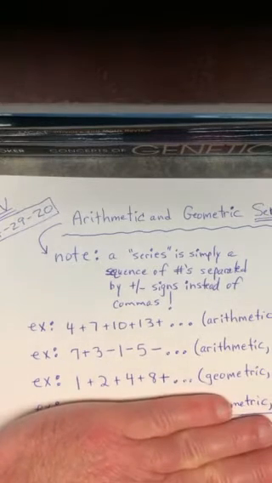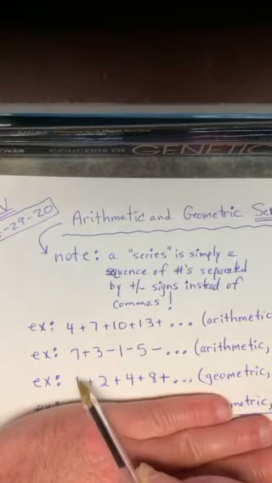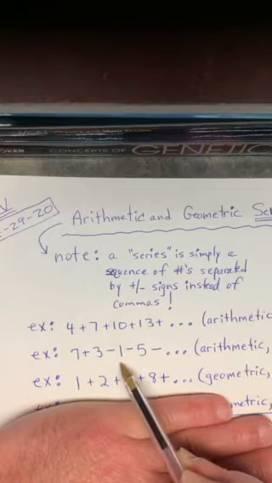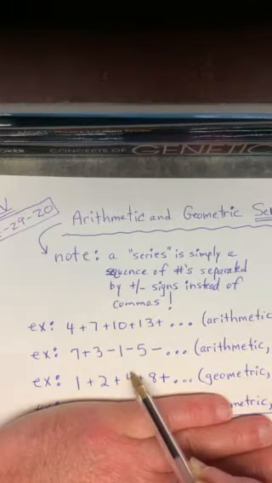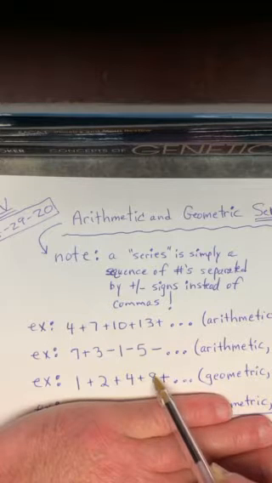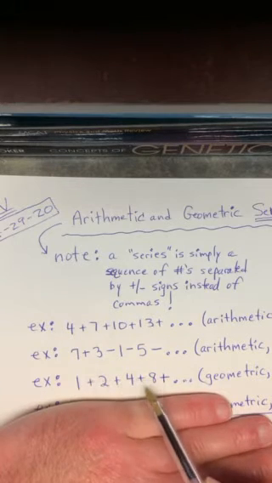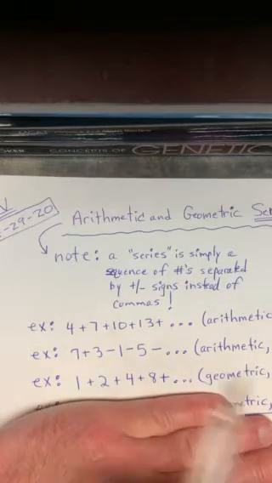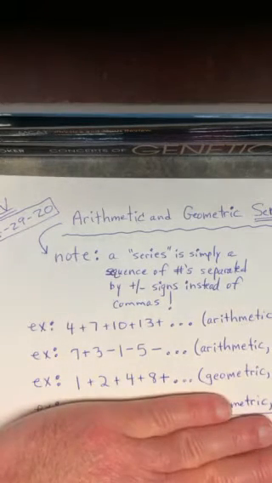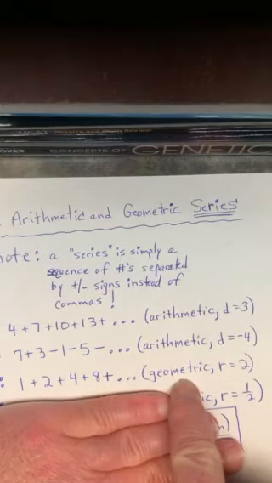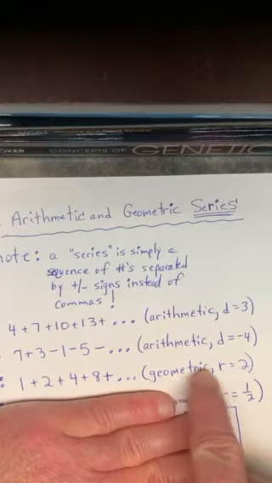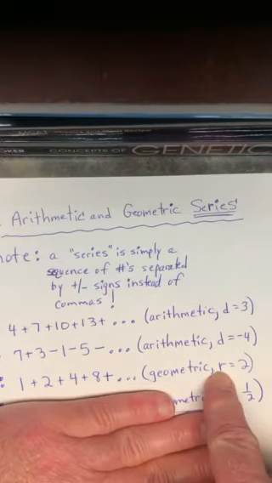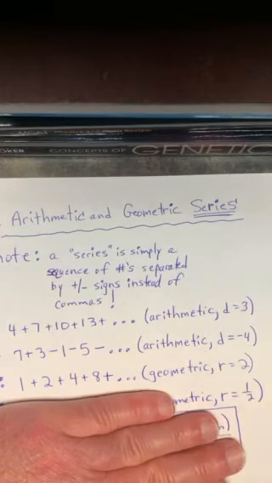Third example. 1 plus 2 plus 4 plus 8. The numbers are getting bigger and bigger. It looks like I'm taking 1 and multiplying it by 2 to get 2. I'm multiplying that by 2 to get 4, and that times 2 to get 8. So it's a geometric sequence of numbers, but instead of commas, there are plus signs, and I'm adding all those numbers together. So that is a geometric series whose ratio was 2. Remember, we have ratios when it's geometric and differences when it was arithmetic.